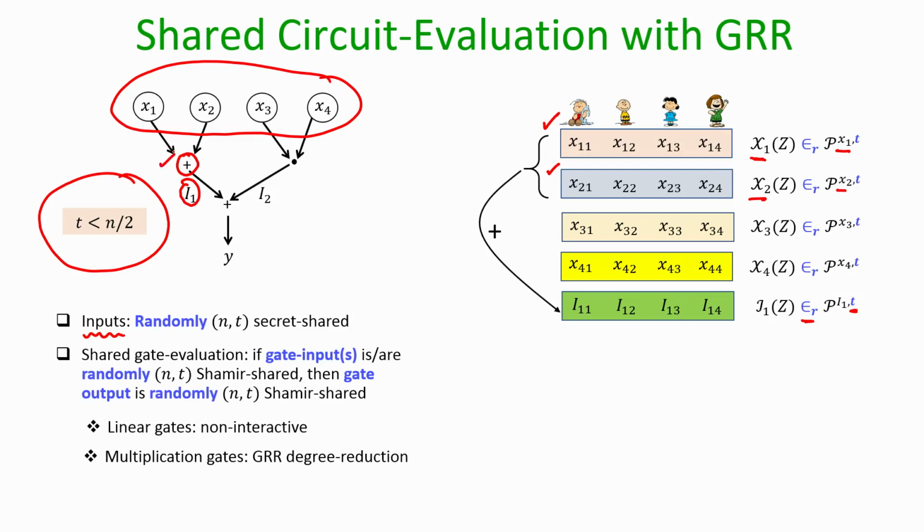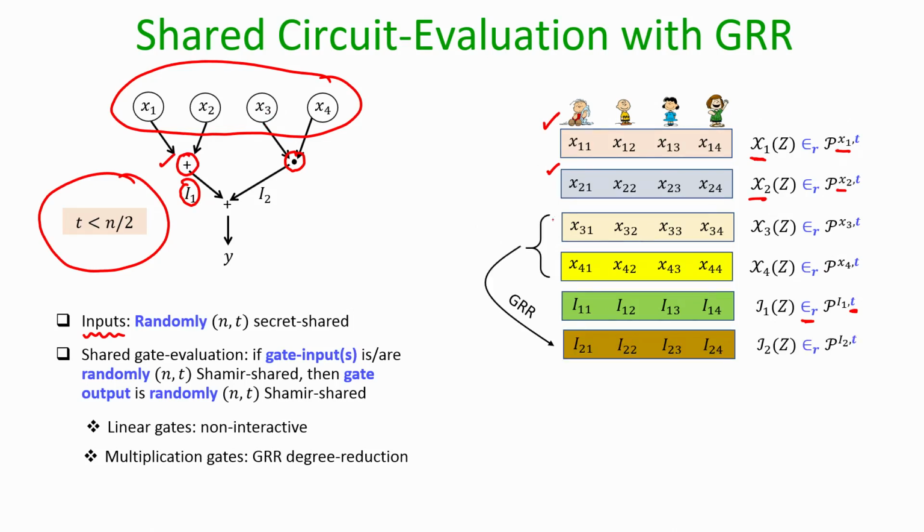Now, the next gate is the multiplication gate, and this is a nonlinear gate. So, the parties have to run an instance of GRR degree reduction. So, the inputs for this gate are x3 and x4. They will take these two vectors of shares as the input for the GRR degree reduction, and then they will obtain collectively a vector of shares with the ith party holding the ith share in the vector, and collectively this vector constitutes shares on a random t degree polynomial whose constant term is I2. So, that will finish the evaluation of this gate.